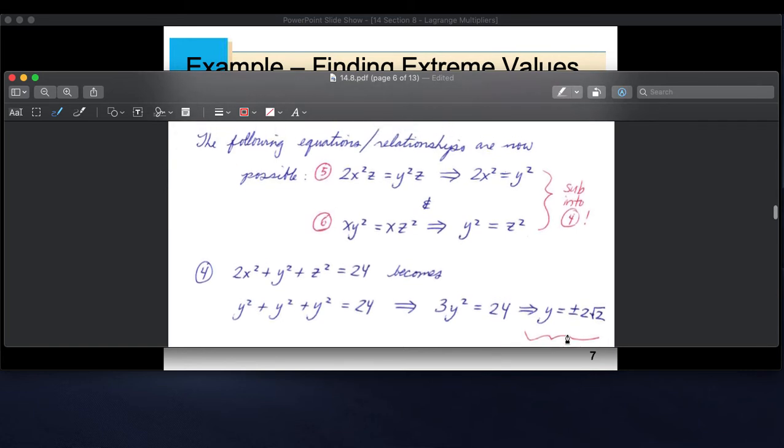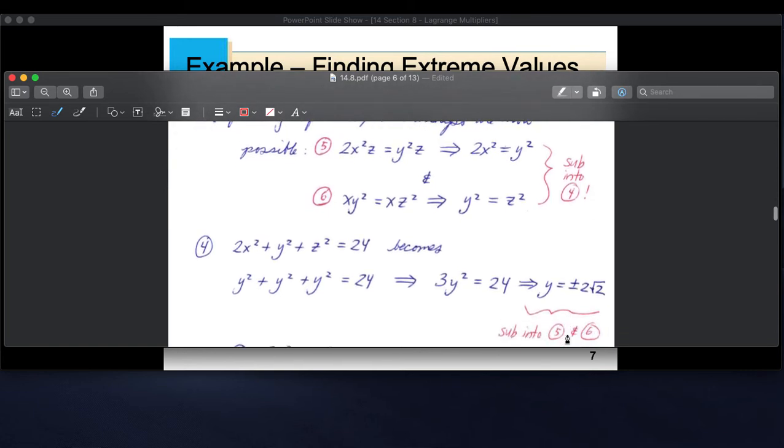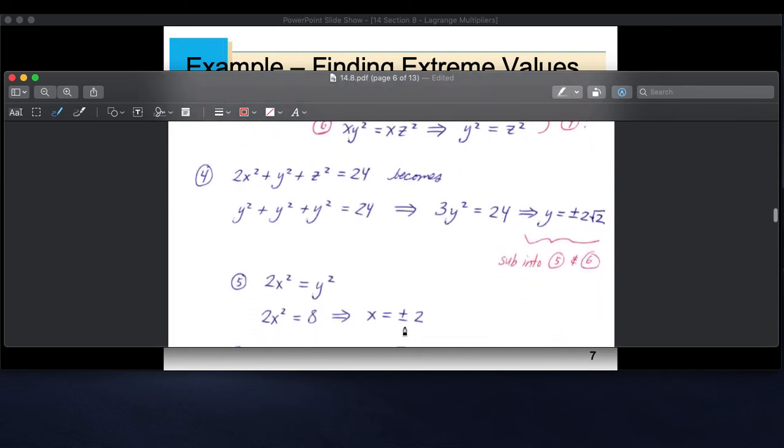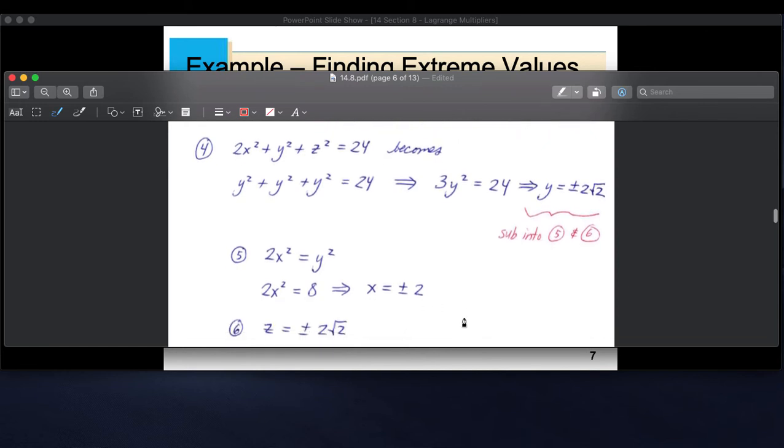And then guess what word's coming up again? Substitute once again. This time I'm going to substitute these values back into the relationships found in 5 and 6. And by doing that, we obviously get x is plus or minus 2, and z is plus or minus 2 rad 2. So if you plug these back into 5 and 6, you'll get these values here.